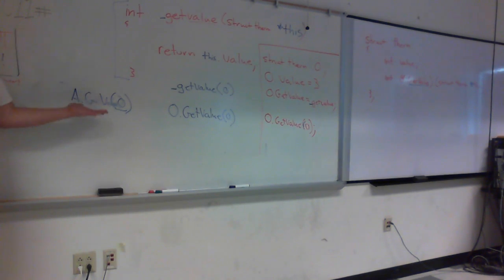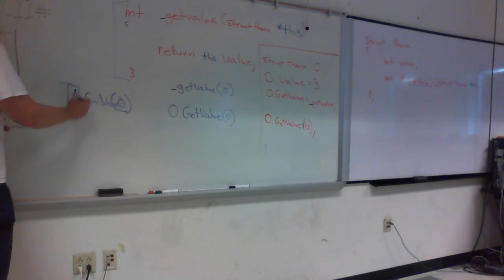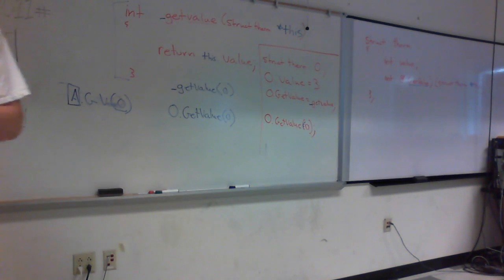So, and this is part of the problem that C does not support object-oriented programming, because it doesn't automatically pass that A as the first object. It gets this O. Correct. Right. That's the whole point of that lecture.